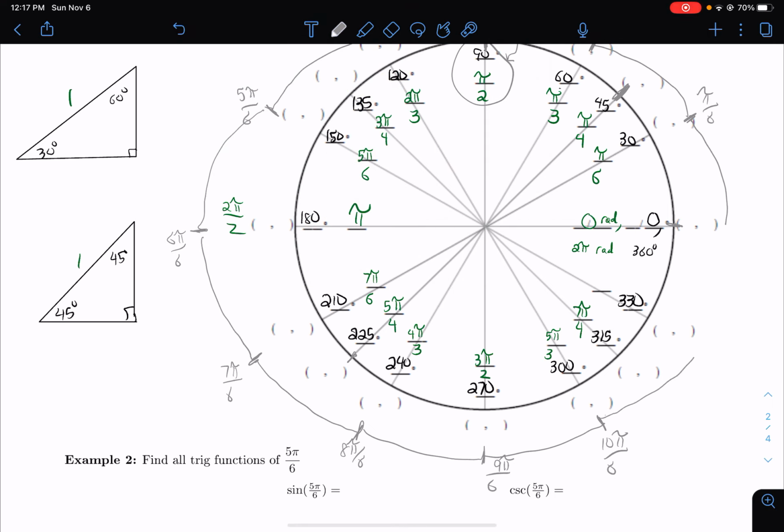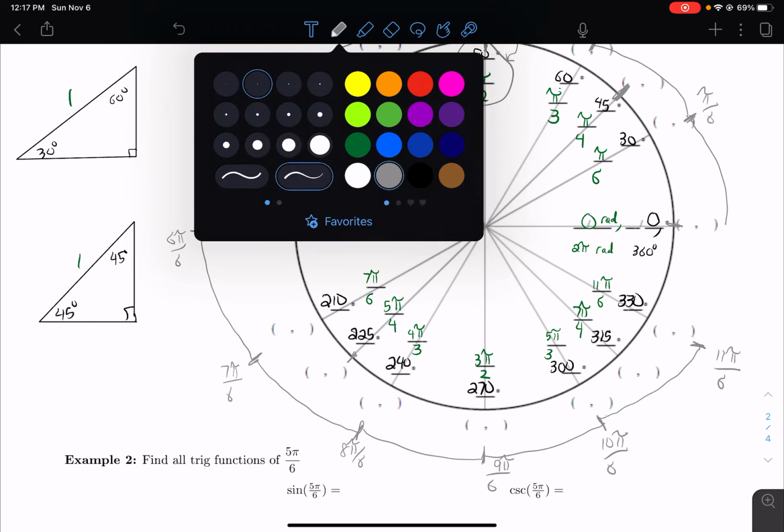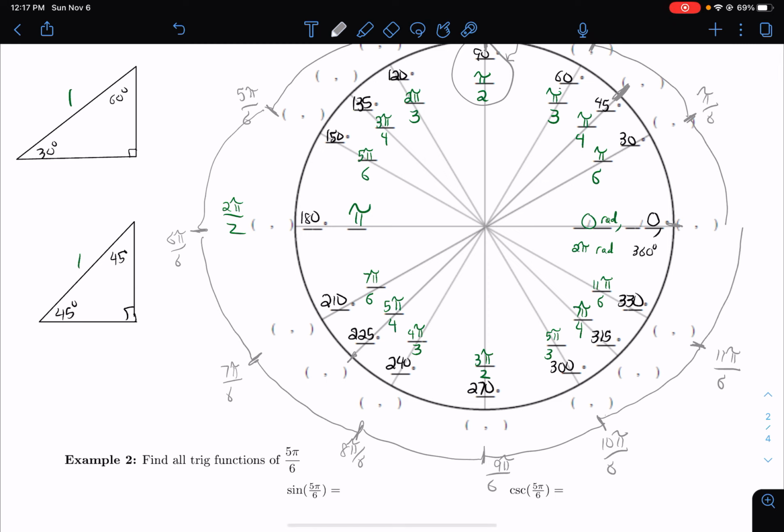A couple more to go to make it all the way around. Next one is 11 pi over 6, going another 30 degrees. That one doesn't simplify. That is just 11 pi over 6. And then finally, if I go one final pi over 6, that is 12 pi over 6, and that does simplify to 2 pi. Okay, which is what we'd expect.